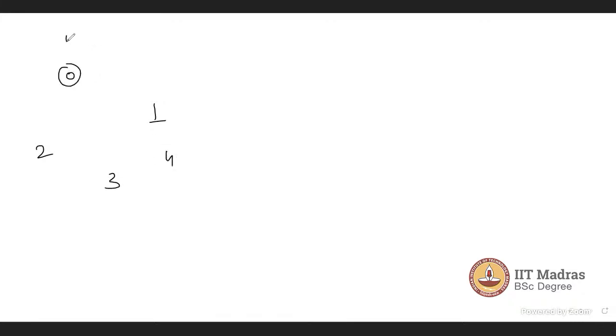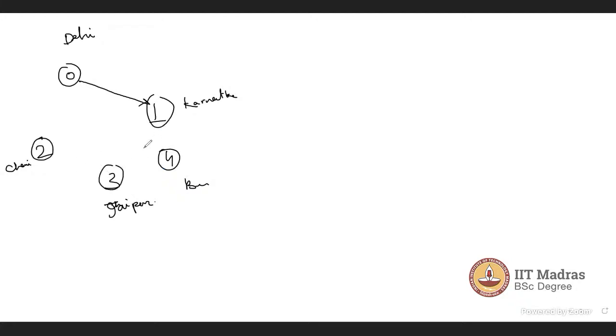So this is Delhi, this is Karnataka, Bangalore, Jaipur, and Chennai. What am I trying to say? If there is an edge between two nodes, then there is a direct flight between those two cities. Don't tell me that there is a flight from Karnataka to Delhi; just for example, I'm taking it like this, and I'm saying that this is bidirectional.